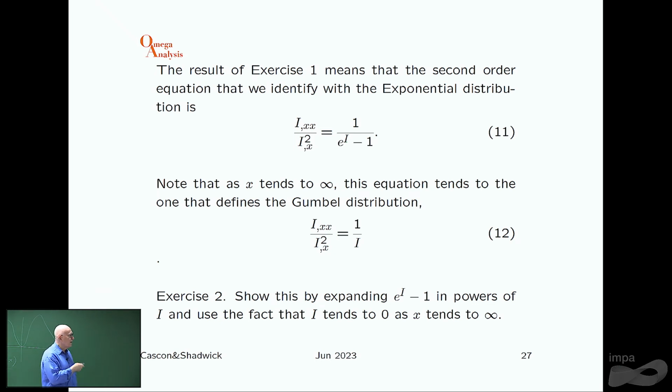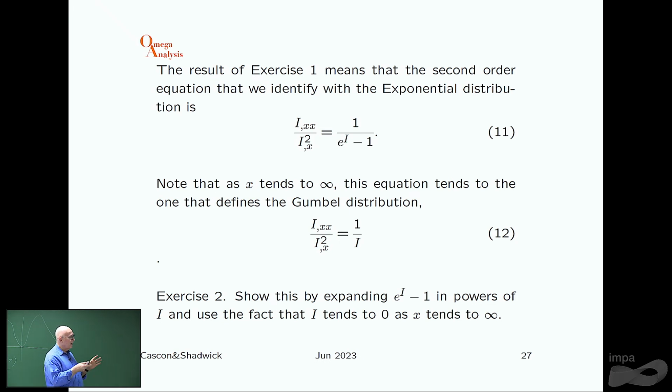So what happens here as x tends to infinity? Well, as x tends to infinity, I tends to 0. Just do the power series expansion for e to the I, and you see that the limiting differential equation is the one that gave the Gumbel distribution. That's exercise 2, to check that.